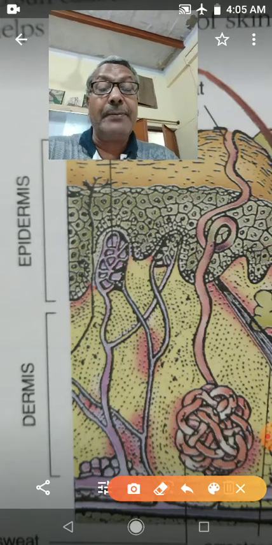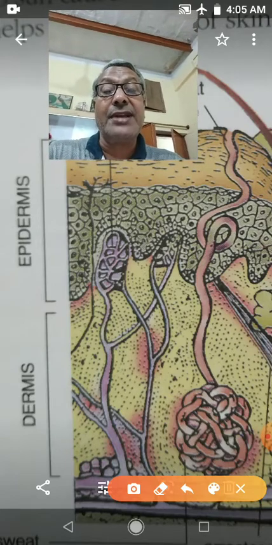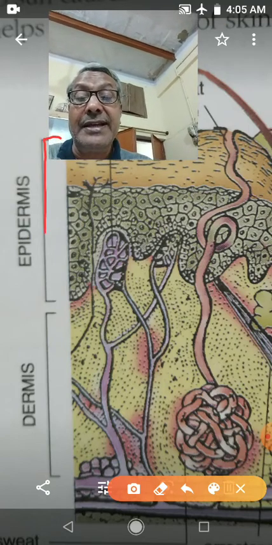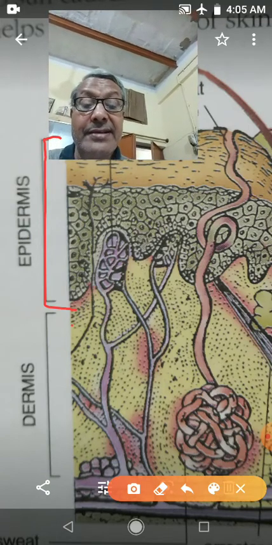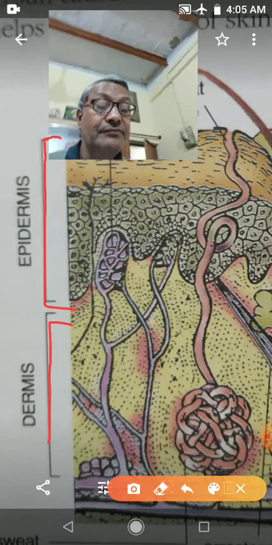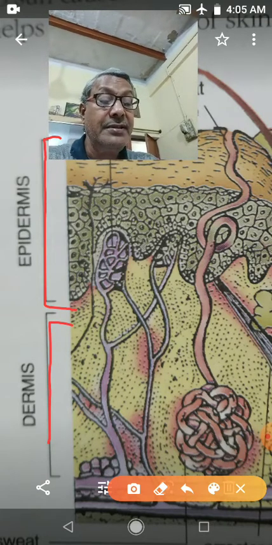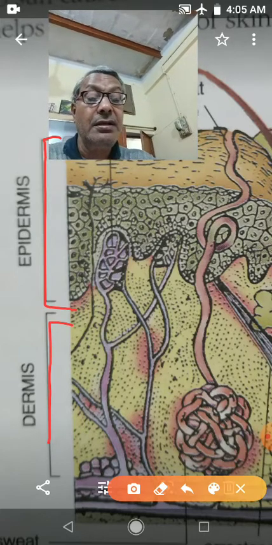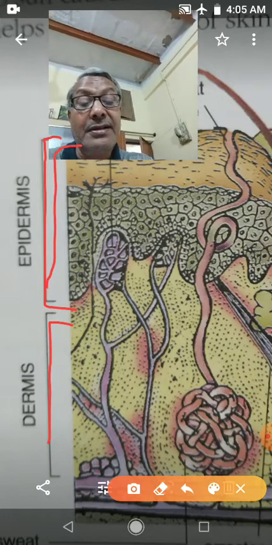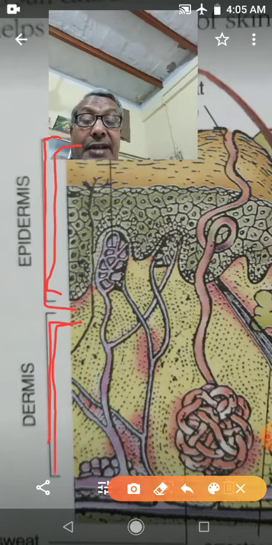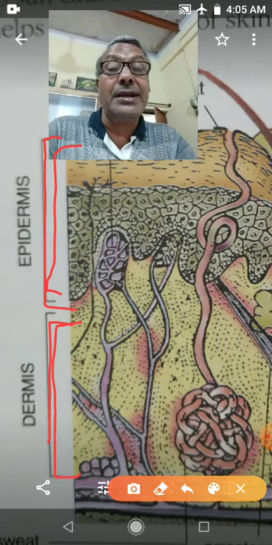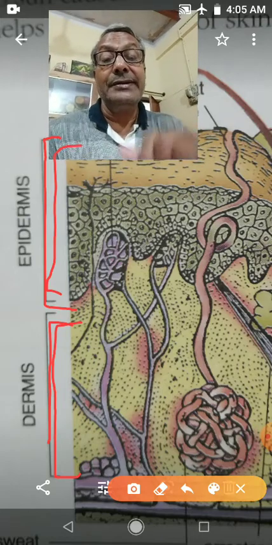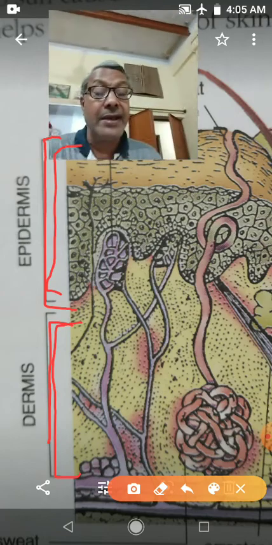In the skin proper, there are two layers of the skin. First layer is the epidermis and second layer is the dermis. Skin proper is made of two layers. Outer layer is epidermis and inner layer is the dermis. When we cut a vertical section of skin, we can find two distinct layers, epidermis and dermis.